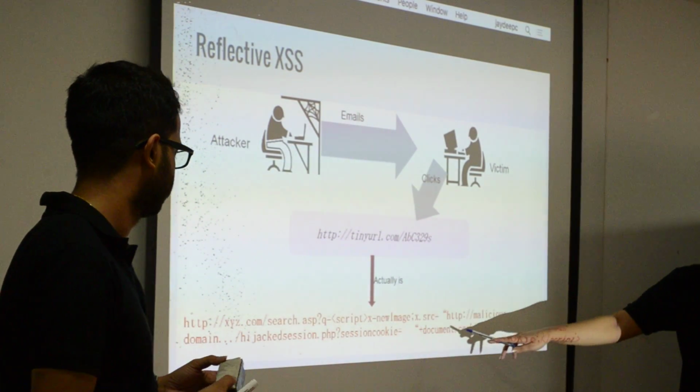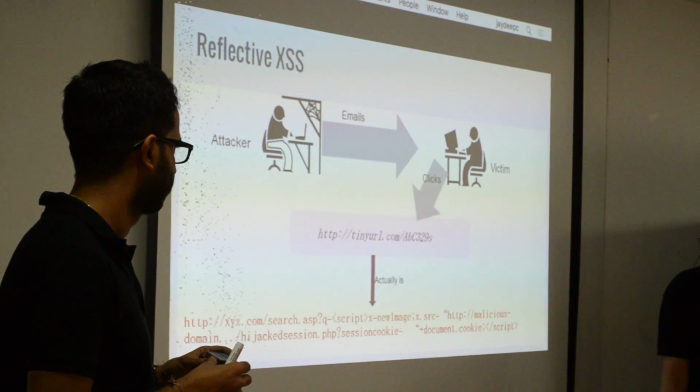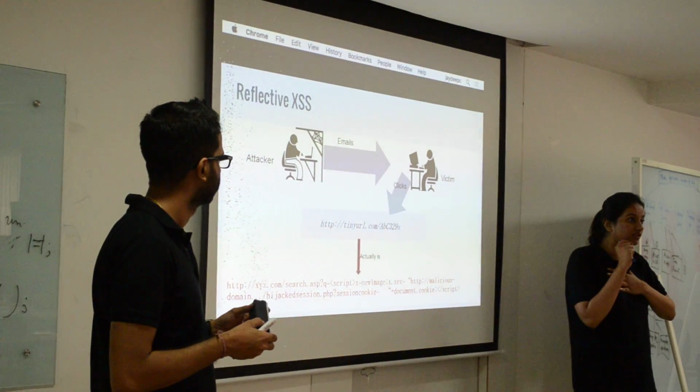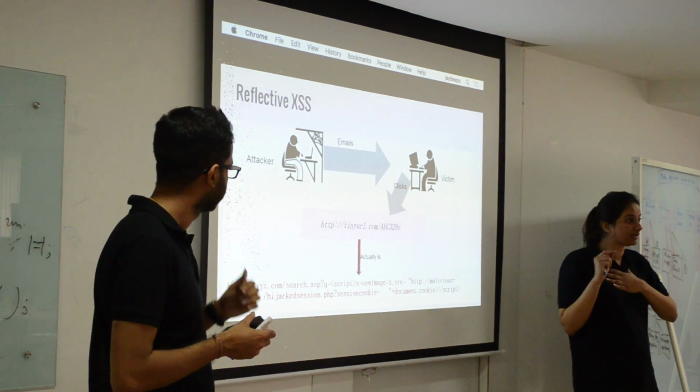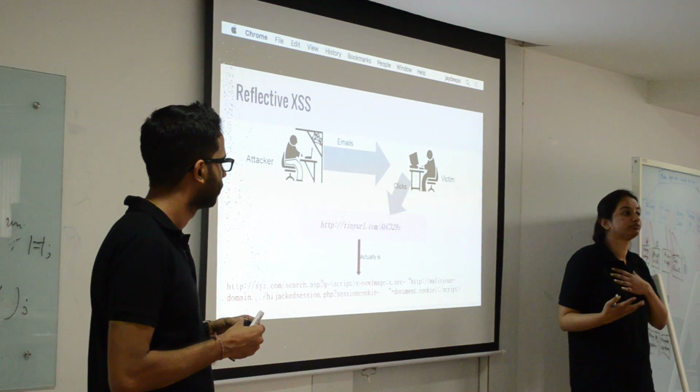maliciousdomain.com has been called with the document.cookie. The malicious domain is something I, as an attacker, own. I'm sniffing the requests that are coming in. What will the request look like? It will look like session cookie equals blah. And I know the blah now.